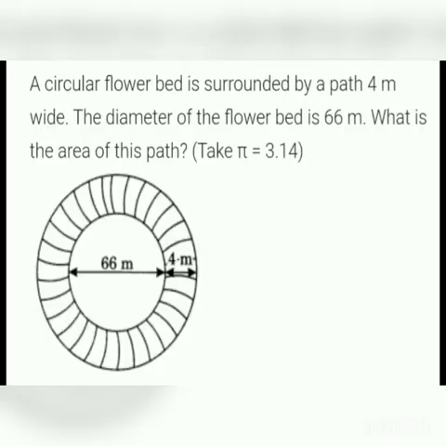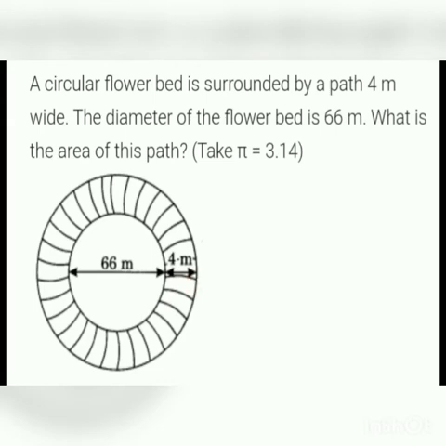Next question. A circular flower bed is surrounded by a 4 meter wide path. The diameter of the flower bed is 66 meter. What is the area of this path? So this center portion is the flower bed, and this outer portion which is marked is the path. The question is we have to find the area of this path. Now the given factors are this inner circle, that is the flower bed. Its diameter is given as 66 meter, and the width of the path is given as 4 meter.